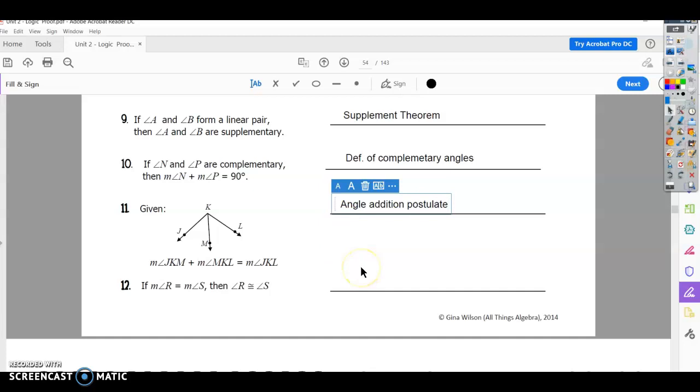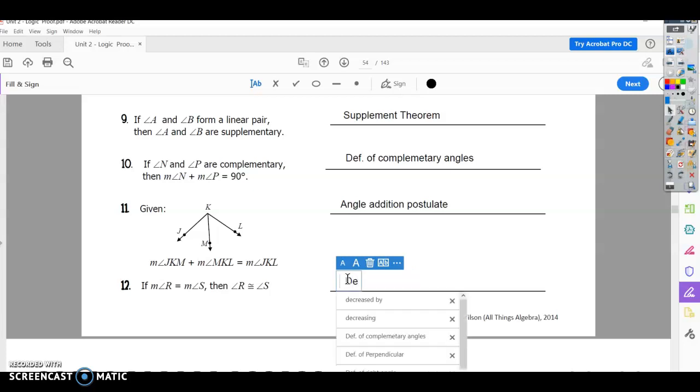All right, and the last one. If the measure of angle R equals the measure of angle S, then angle R is congruent to angle S. So that's back to where we started. That is the definition of congruence.